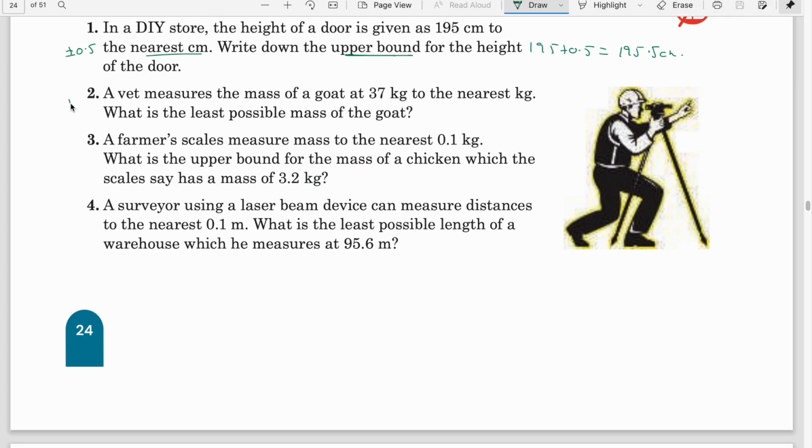Try question number 2. A vet measures the mass of a goat at 37 kg to the nearest kg. What is the least possible mass? Your answer.